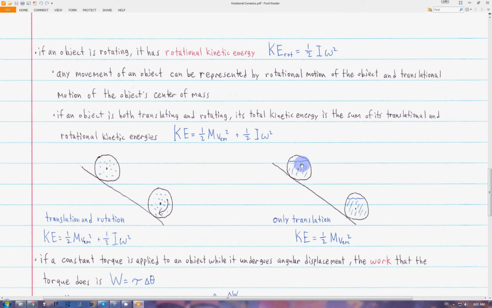Here we have a bottle of water moving down a hill, and as you can see, the water level does not change. So we can tell that this object is translating, but it's not rotating. So here the only motion is the translation of this bottle's center of mass. So its total kinetic energy is just 1/2 mv squared. It has no rotational kinetic energy.